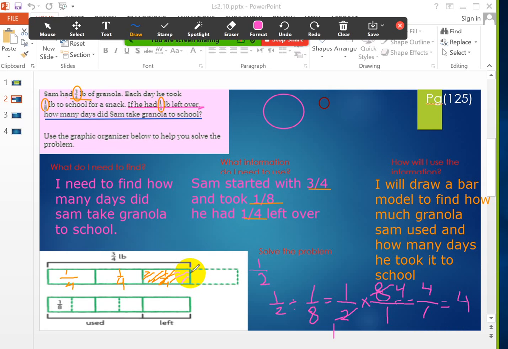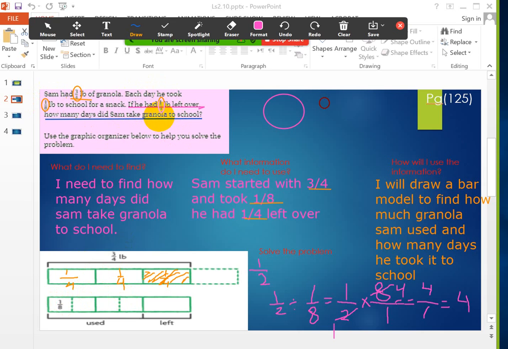So I will repeat the idea again. Sam had at home 3 over 4 pounds. He wanted to take this as a snack each day. So each day he took 1 over 8. But he told me something, that he had 1 over 4 left.